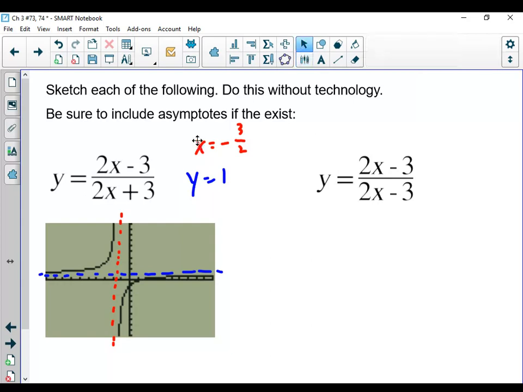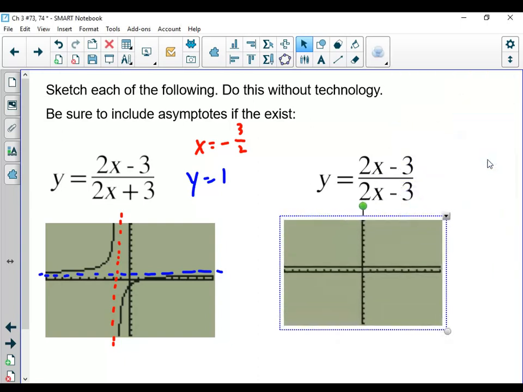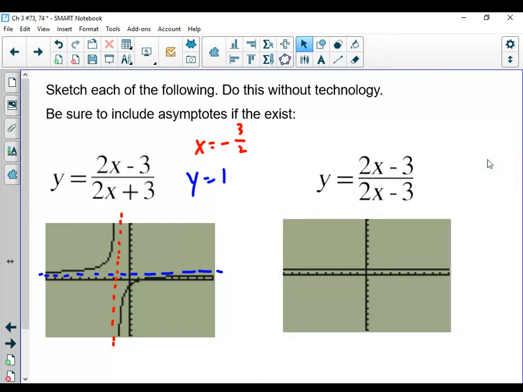What was the graph of the second one? Yeah, it just looks like a line, right? Okay. How do we get a line here? Minus 3 divided by itself is 1. Yeah, if we looked at trying to simplify this, if I have the exact same thing on top as I do on the bottom, then it just equals 1. So really we're looking at the graph of y equals 1.